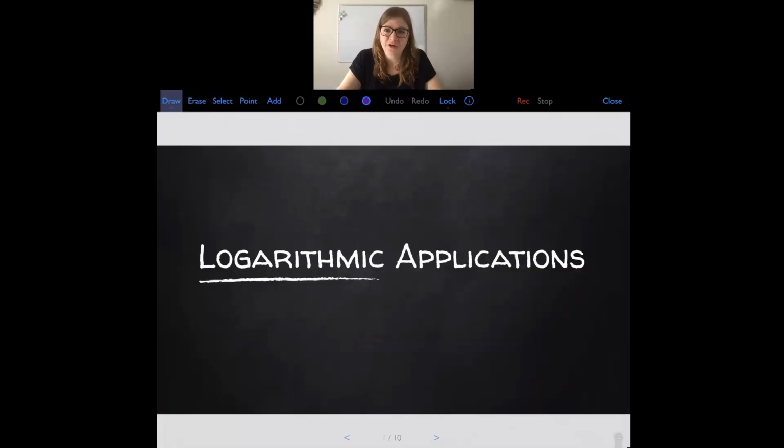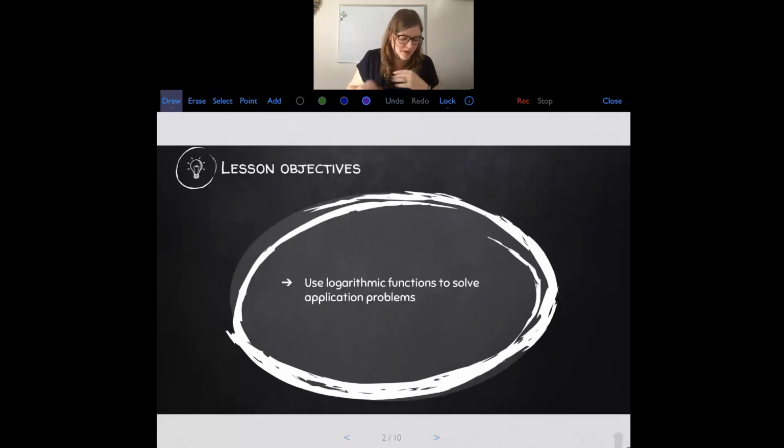In this lesson, we are going to go over logarithmic applications. Previously we talked about exponential applications. Here we're going to talk about logarithmic applications, which are going to involve solving logarithms. So we'll apply the same principles we talked about, where we get each side to a single log if possible, and then convert it to an exponential equation to solve. So our objective is to use logarithmic functions to solve application problems.